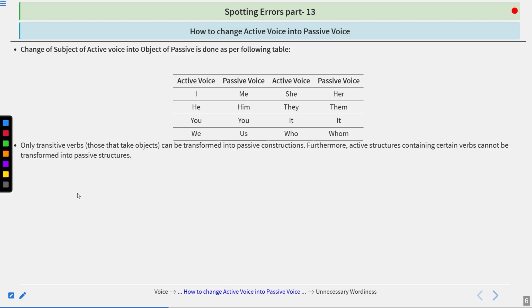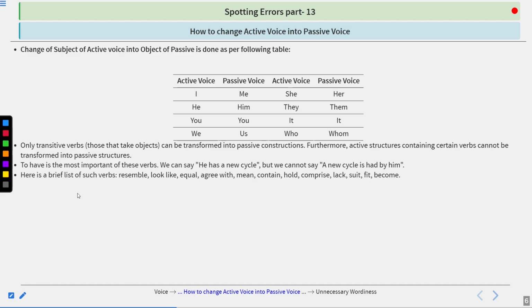Only transitive verbs, those that take objects, can be transformed into passive constructions. So we can only use transitive verbs to form passive voice because transitive verbs have objects. Furthermore, active structures containing certain verbs cannot be transformed into passive structures. To have is the most important of these verbs. We can say he has a new cycle, but we cannot say a new cycle is had by him, because has here is an intransitive verb which does not have any object. So it can't be formed into a passive structure.